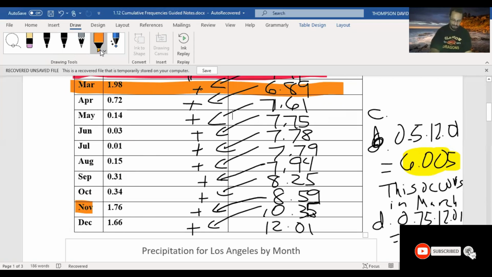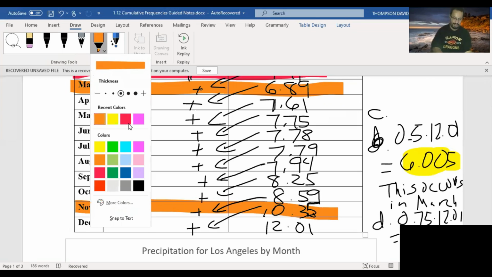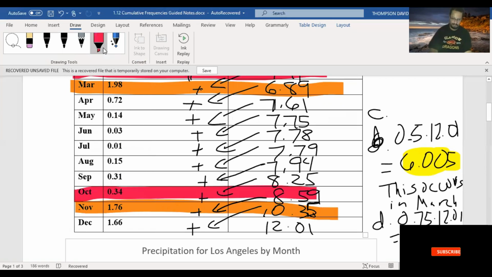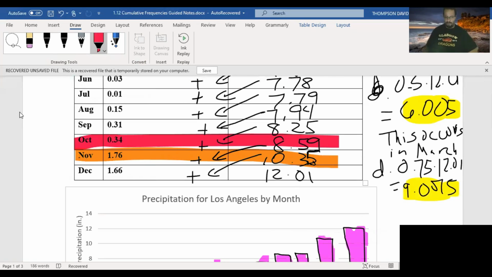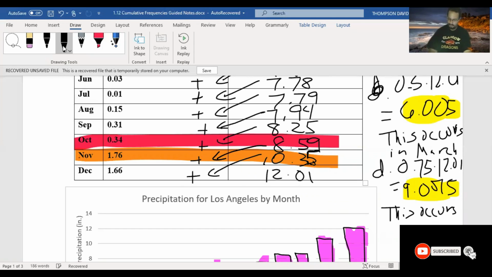So if we look at November, we're at 10.35. If we look at October at 8.59, remember 8.59 is the amount of precipitation by the end of October. So we have to use November. So 75%, or 3/4, of our precipitation has fallen by November. So we just say this occurs in November for 3/4 of the rain falling. And we're done.